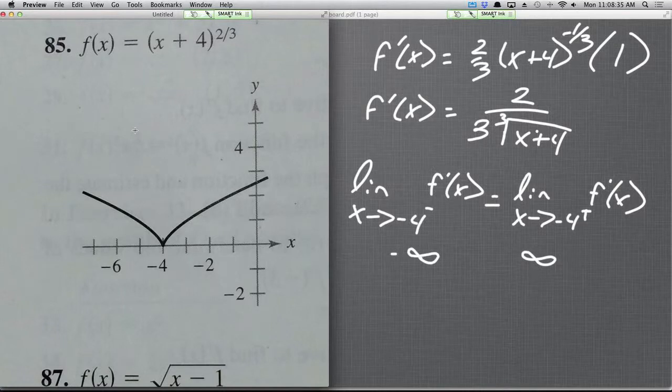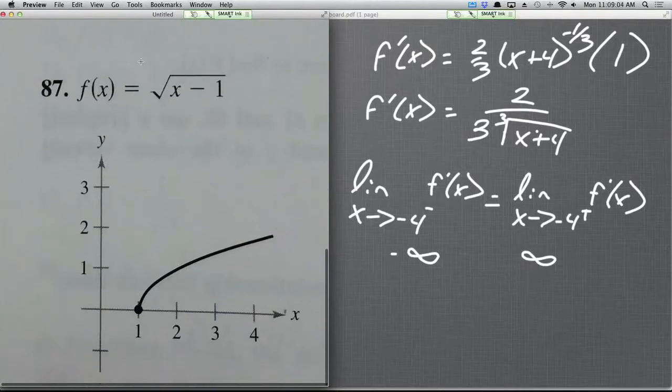A cusp. That's what I have here is a cusp, but something else we want to talk about is called a sharp turn. Anytime I have a sharp turn like this, I'm not going to have a derivative, which means I'm not differentiable at that point. So far, we were saying we're not differentiable because we're not continuous, and because the limit of the derivative doesn't exist. All right, let's move on to the next one.